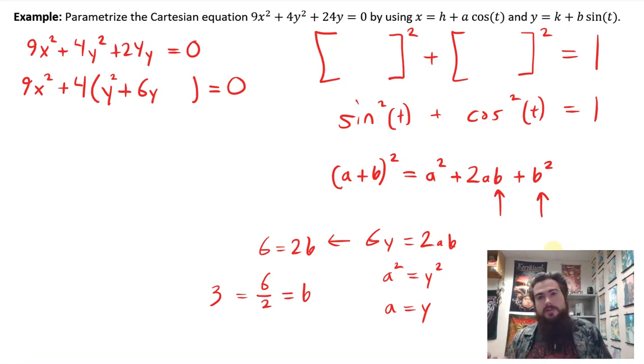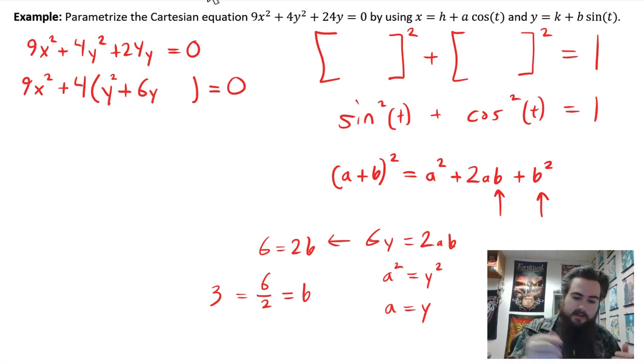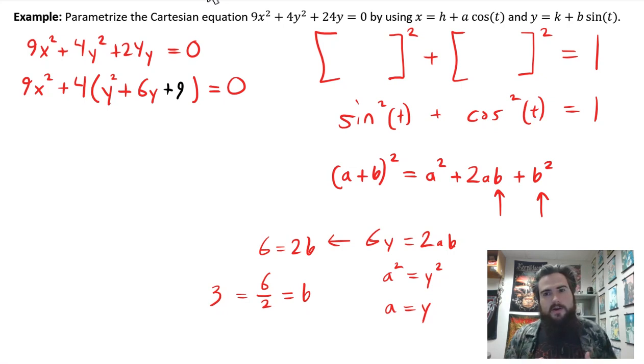It'll also be the number that I will have to square and include into this expression. It is the number that I need to add to this in order to complete the square. If I have that plus 9 inside the parentheses, then I can revert that back into a binomial term squared, a plus b squared, which in this case will be y plus 3.